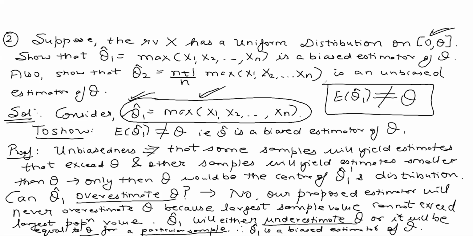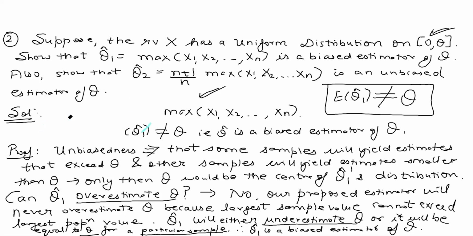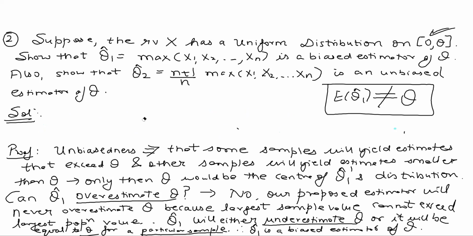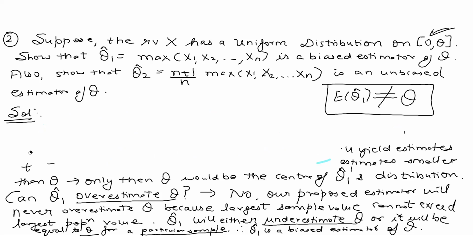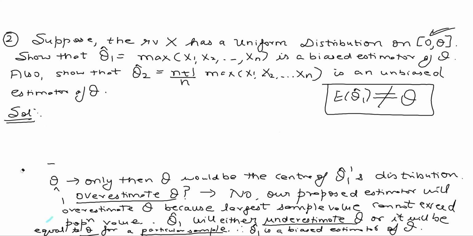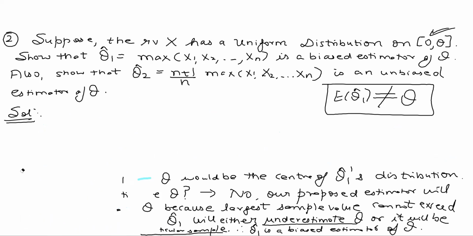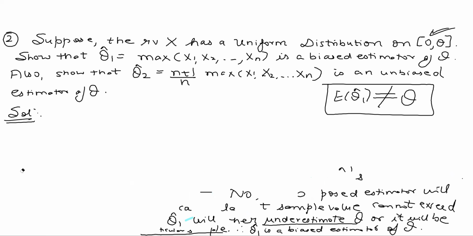Now, suppose in the question I add one more thing, so I'm erasing all this now. Now we are going to prove the second part. The second part of the question was that we need to show that theta 2 hat is an unbiased estimator. So first of all, I am erasing this logical argument which we have done.